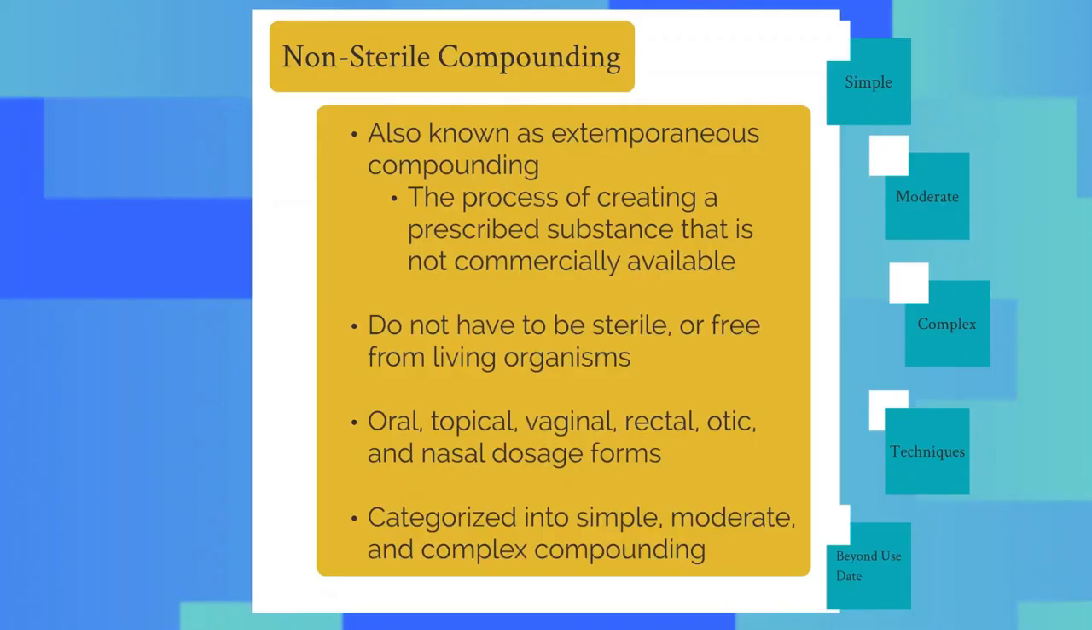They're oral, topical, vaginal, rectal, otic, or ear, and nasal dosage forms. So none of these areas in your body are sterile. We have bacteria living on them already. That's why it's okay that they're not sterile. And they're categorized into simple, moderate, and complex compounding.